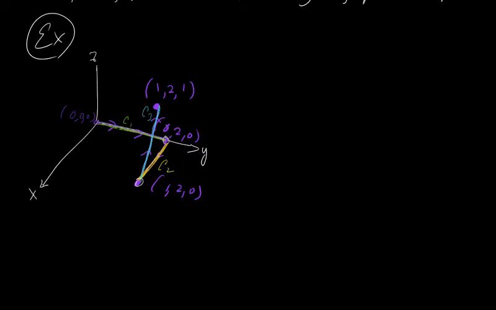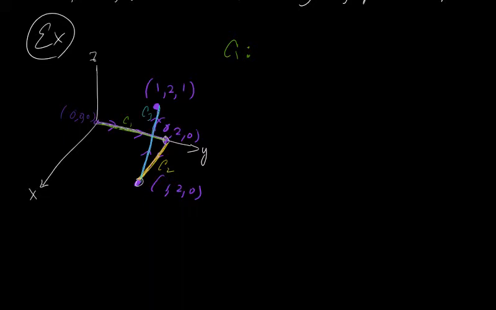Okay, so our job is to parameterize each part of this curve. So let's see if we can figure out how to do that. For C1, we are beginning at 0, 0, 0 and going to 0, 2, 0. So I need to figure out a way to get there. Well, we begin at the origin and we move only in the y direction.